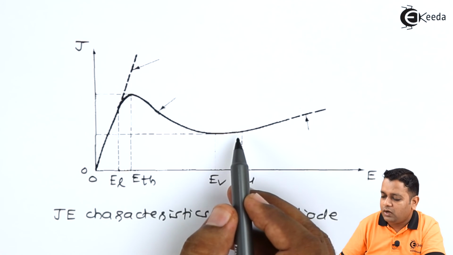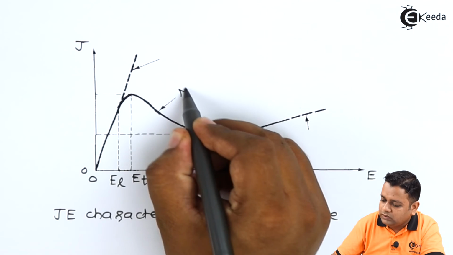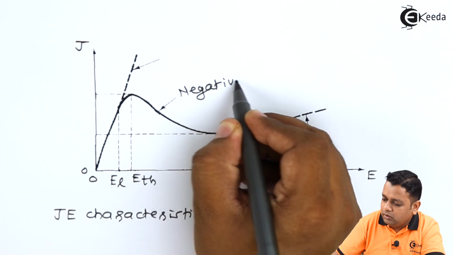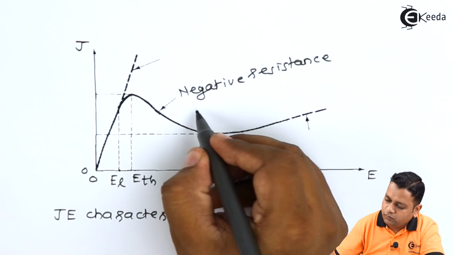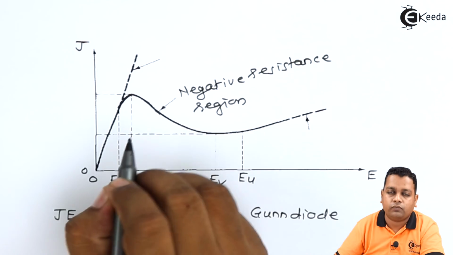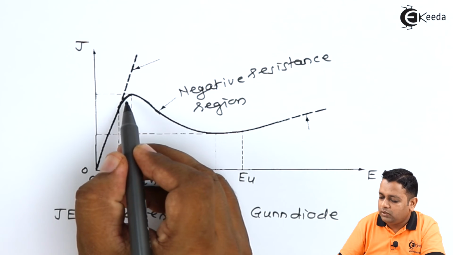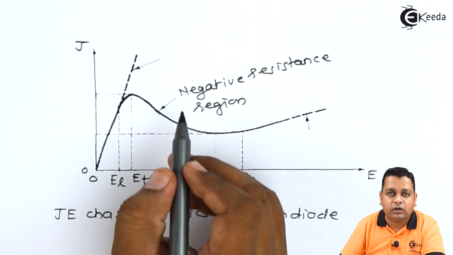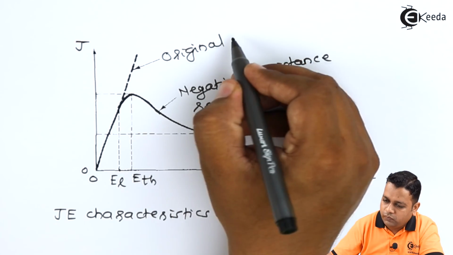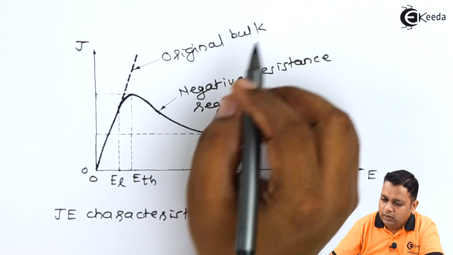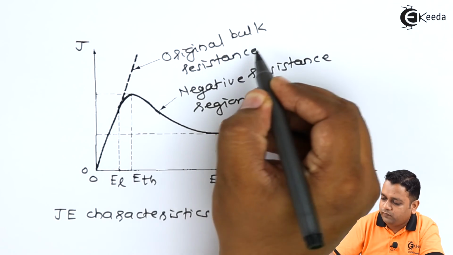This region, which has resulted in the reduction of current density, we can say is the negative resistance region. And the dashed line shown here, which does not include any drop of negative curvature, is the original bulk resistance value or resistance curvature, we can say.